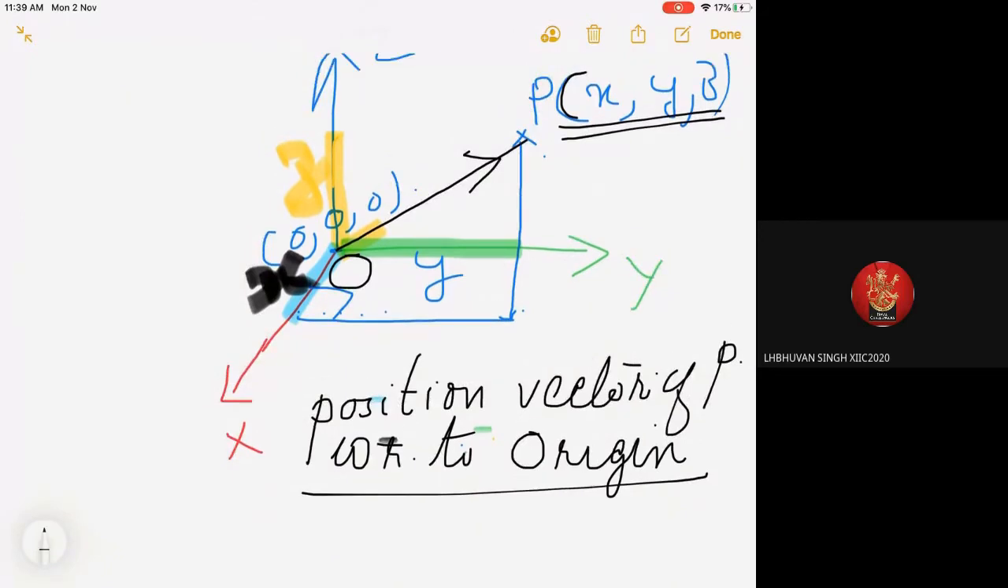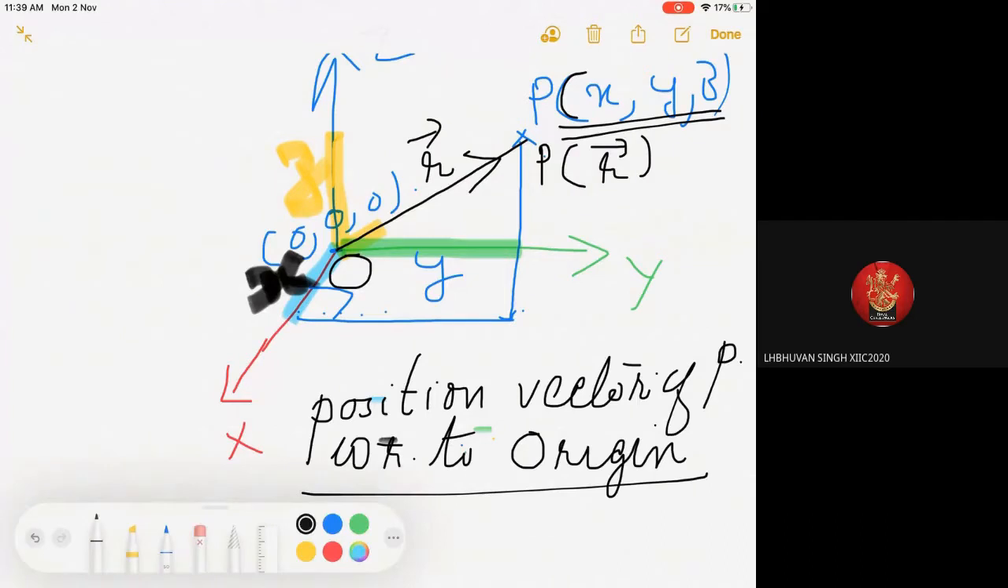So this point P's identity is P of r. What is this r? It is the position vector of P with respect to O. What do you mean by position vector? It is a vector directed from O to P. This red color one.